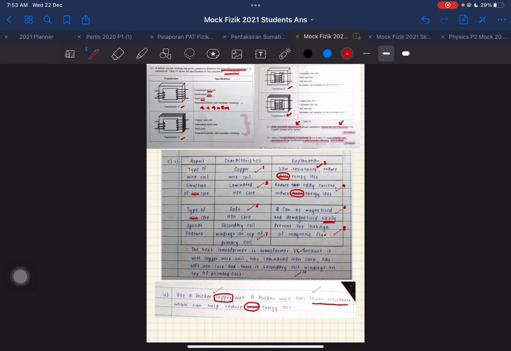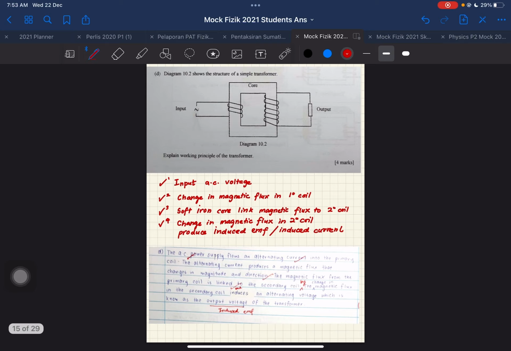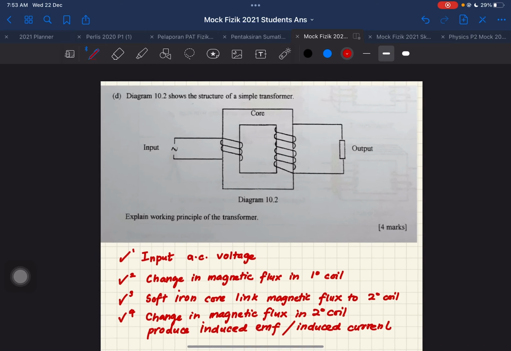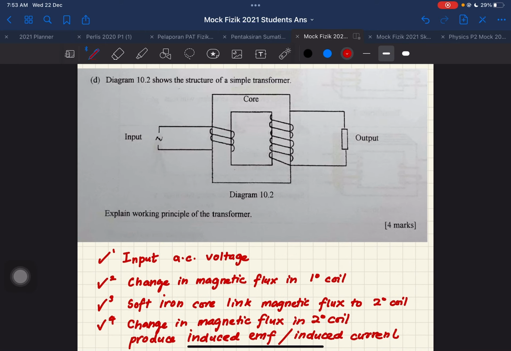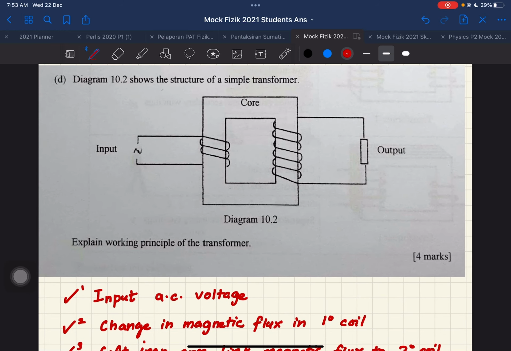Yeah, I think that's all for this question. Anymore? Oh, there is one more. Sorry, forgot. Last one, the 4 marks question. The diagram shows the structure of a simple transformer. They give you the structure of a simple transformer, and then you need to explain the working principle of a transformer. 4 marks.